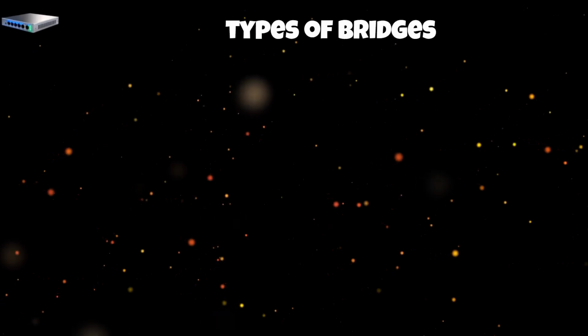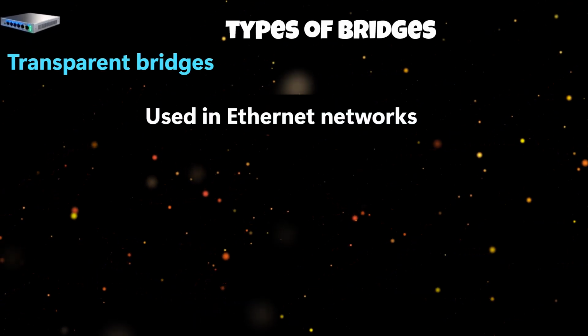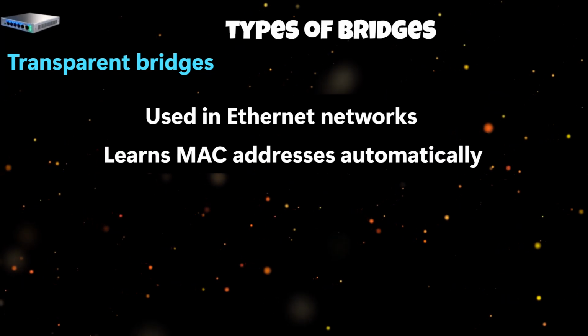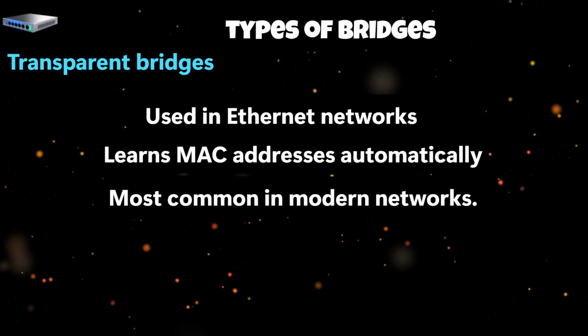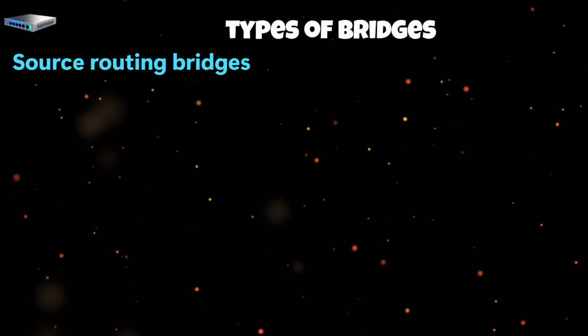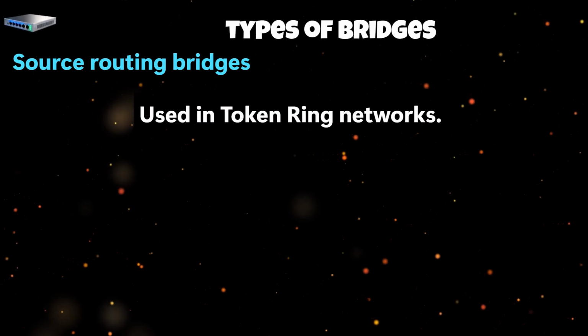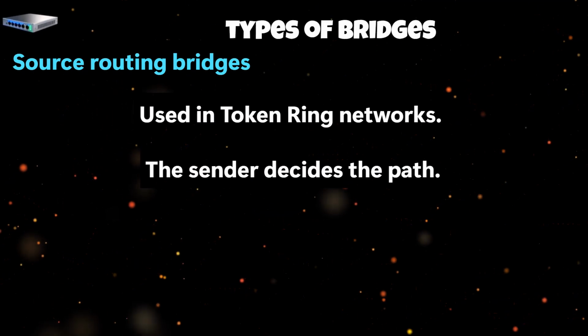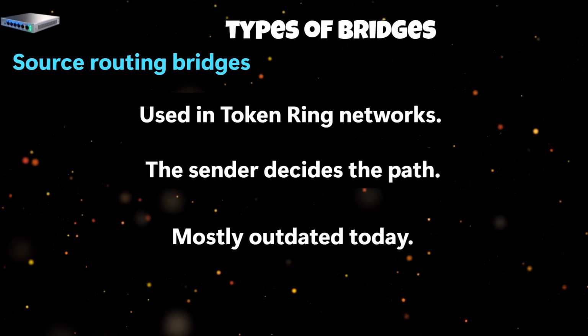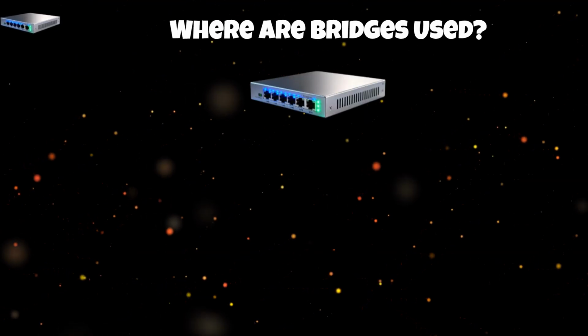Let's learn the types of bridges. Transparent bridges, used in Ethernet networks. Learns MAC addresses automatically. Most common in modern networks. Source routing bridges, used in token ring networks. The sender decides the path. Mostly outdated today. Where are bridges used?